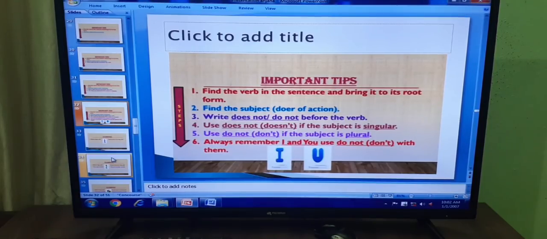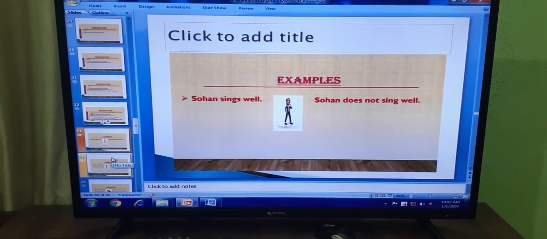Number 6. Always remember I and you. Use do not or don't with them. If the subject is I and you, just use do not in the sentence.